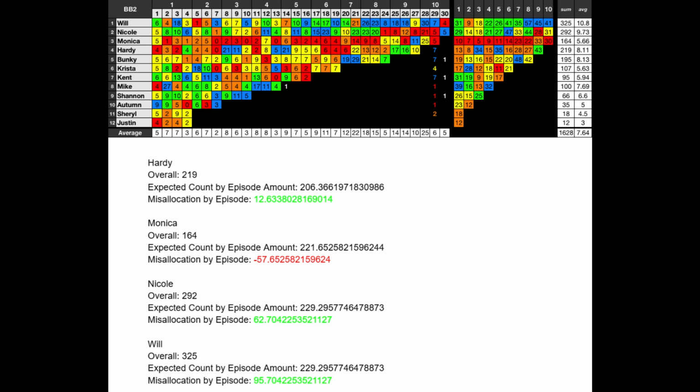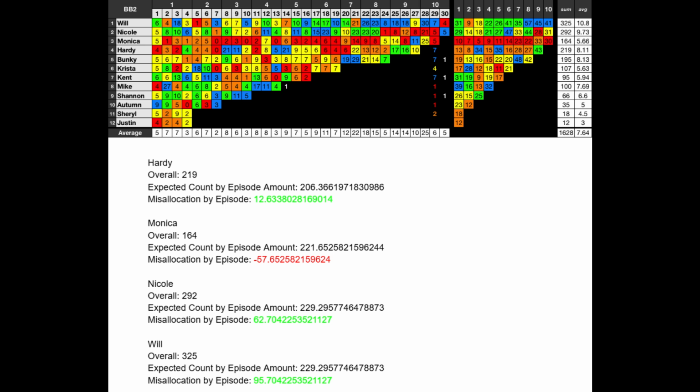Monica overall has 164 diary rooms, and the expected count by episode amount for her is 221.65. This means that she has a negative 57.65 misallocation. This is easily the hugest misallocation on a negative way, or on the negative lens, meaning that she is severely under edited, and no one else has as big of a rate as she did.